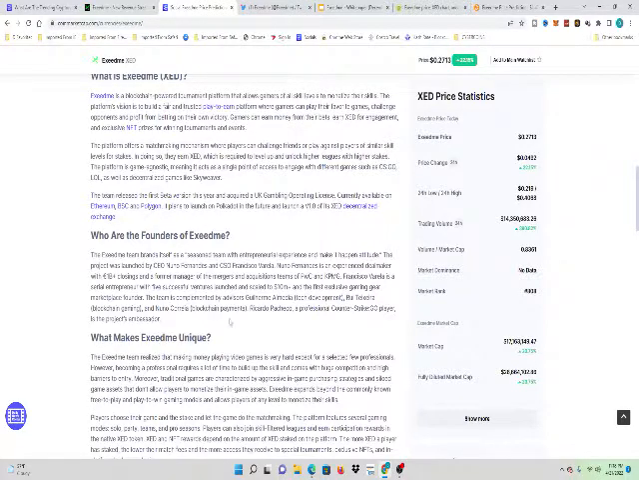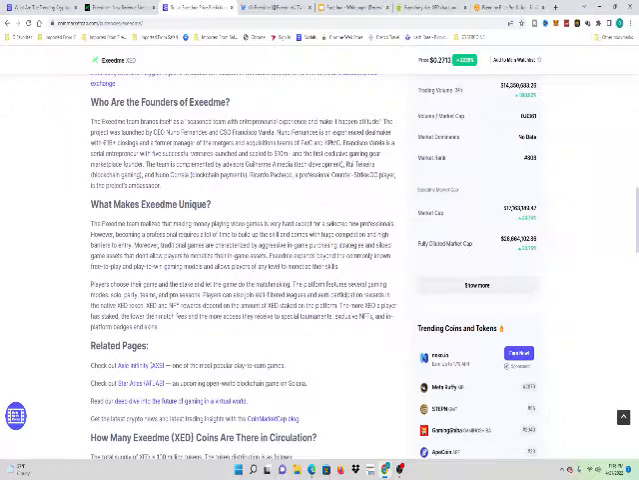The team is complemented by advisors Guillermo Alamido, Vu Texquera, and Nuno Correa. Ricardo Paquero, a professional Counter-Strike GO player, is the project ambassador. What makes Exeedme unique? The Exeedme team realized that making money playing video games is very hard except for a few selected professionals. However, becoming a professional requires a lot of time to build up the skill and comes with a huge competition and high barriers to entry.